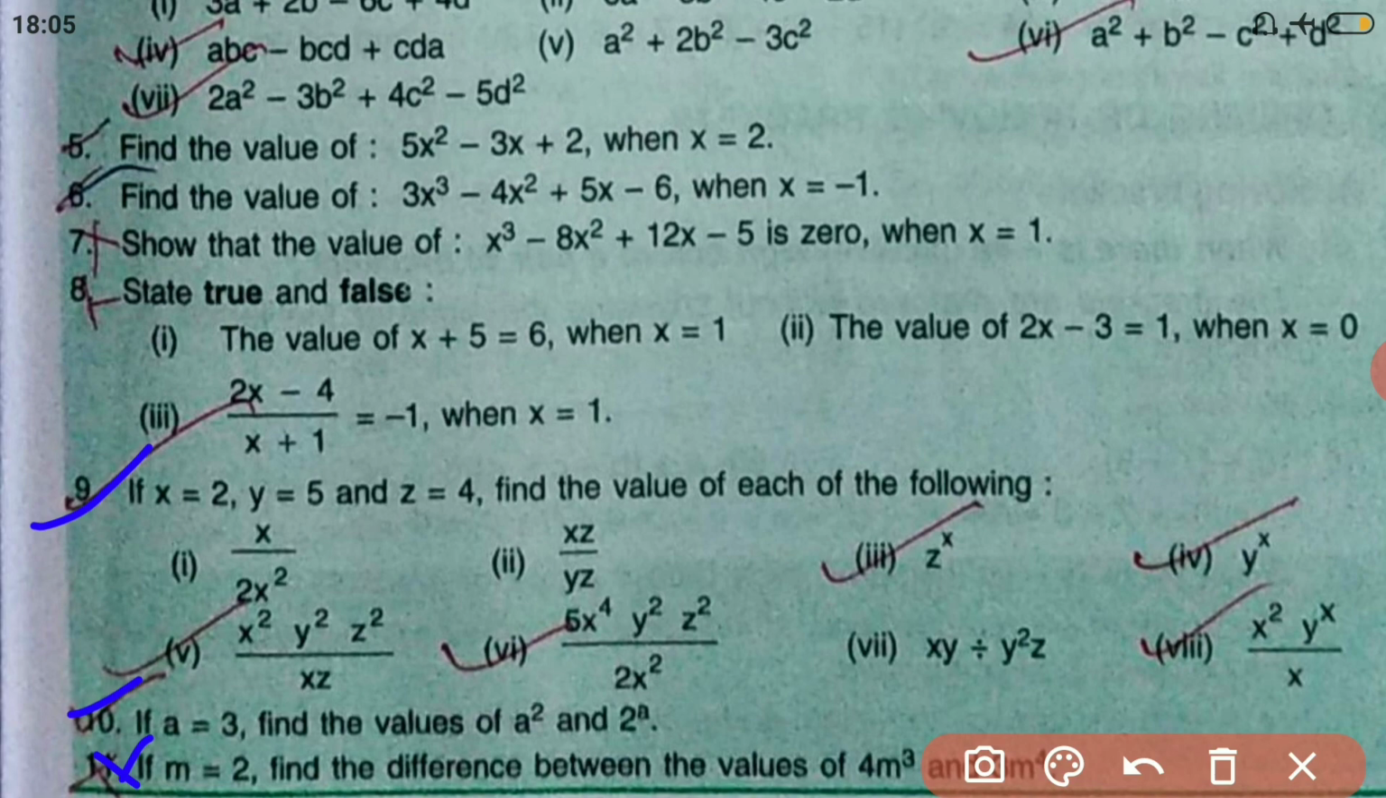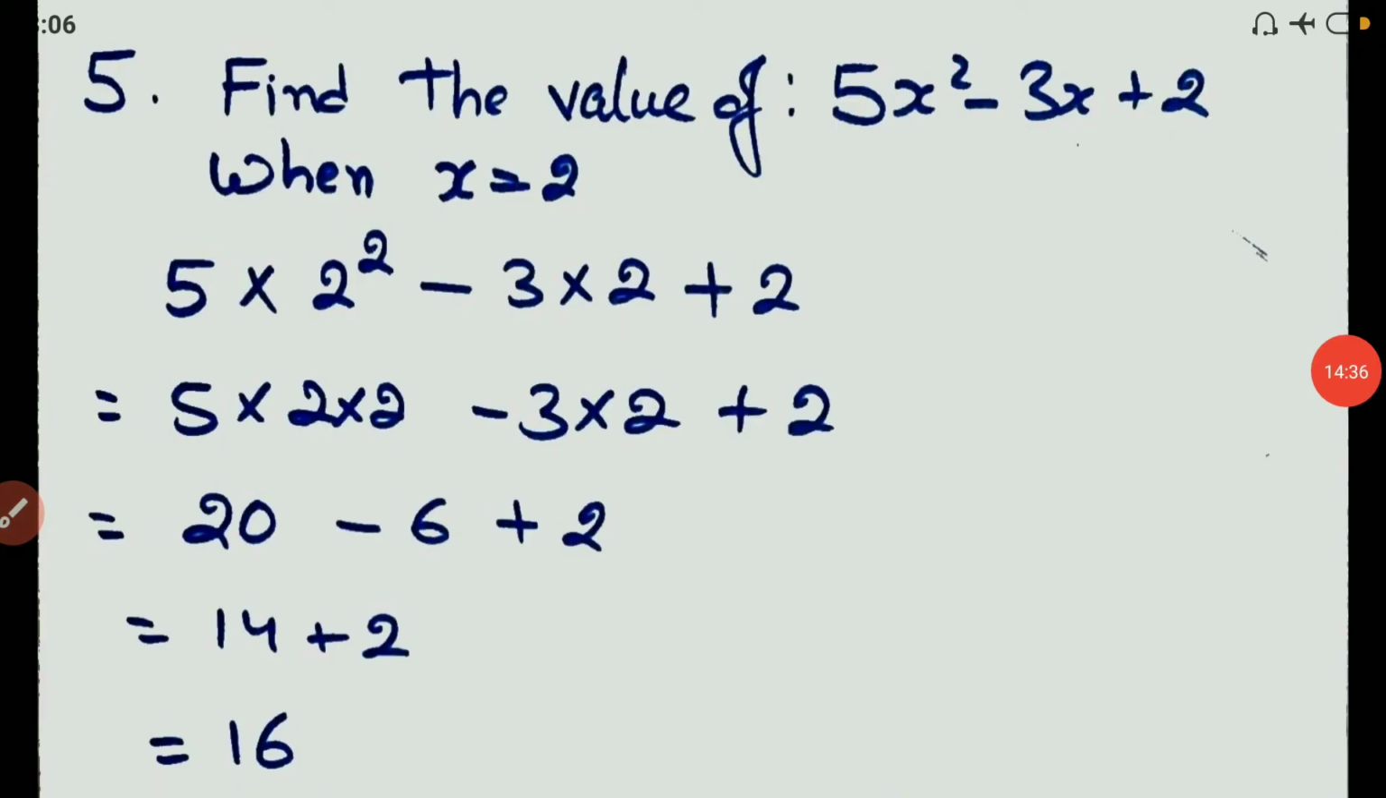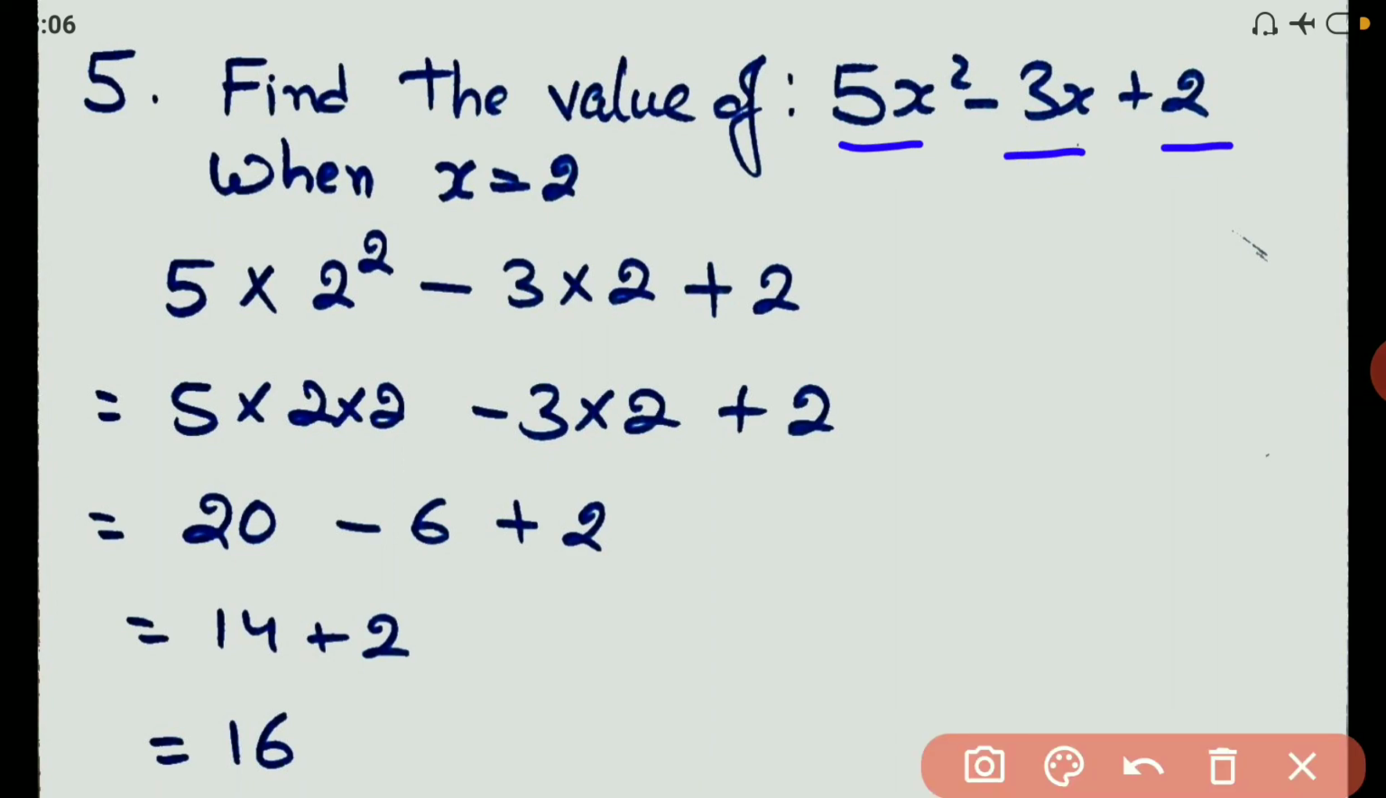Find the value of 5x square minus 3x plus 2 when x equals 2. Now solving number 5, find the value of 5x square minus 3x plus 2 when x equals 2. So 5x square becomes 5 multiplied by 2 square because the value of x is 2, minus 3x becomes 3 into 2, and the plus sign comes here, so the remaining number is 2.